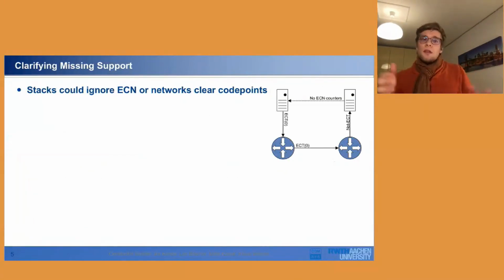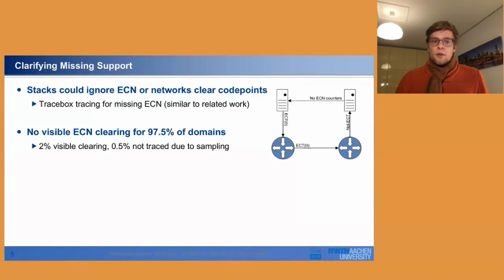This could be either due to stacks that are ignoring ECN or due to the network clearing code points. It could be that a stack is not receiving any ECN code points because one of the routers on the path is simply removing the information. For this, we are using Tracebox. We already heard about traceroute. Tracebox is a traceroute variant, you could say.